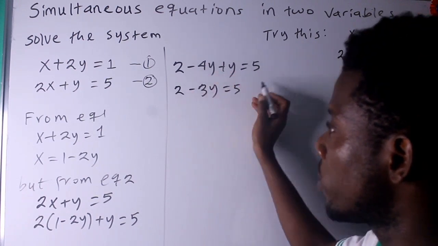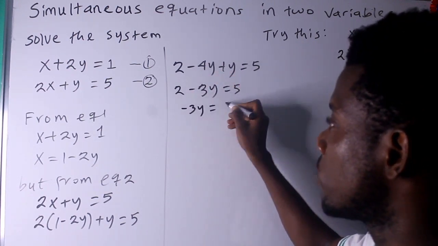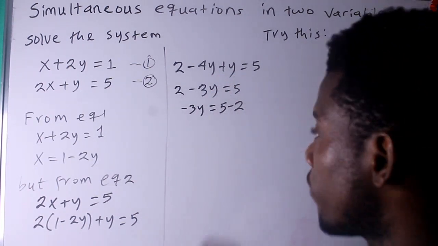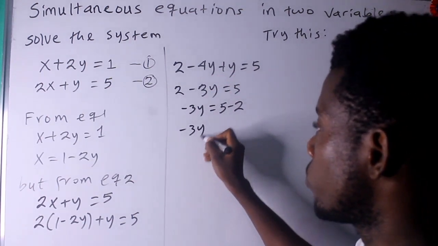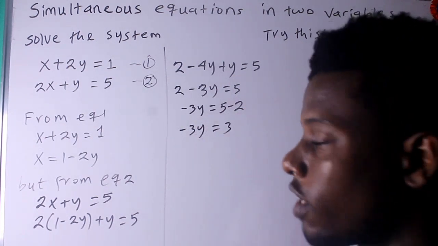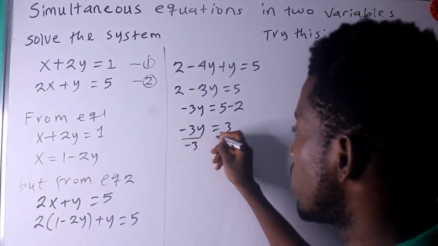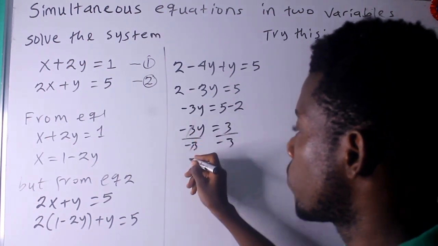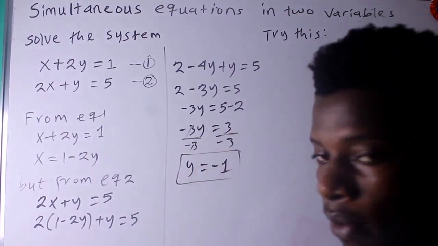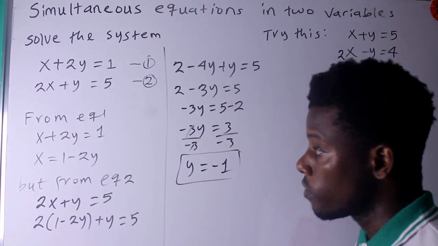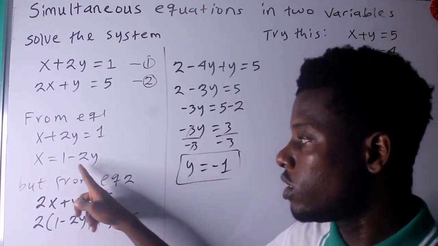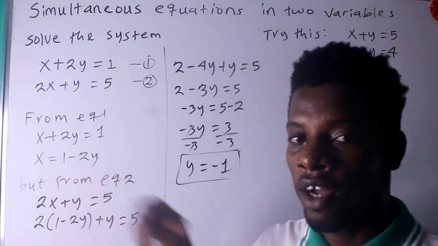I send this 2 across, so I have negative 3y is equal to 5 minus 2. And to solve for y, I have to simplify this side. So negative 3y equal to 3. Divide both sides by negative 3. Negative 3, negative 3. And then I will have y is equal to negative 1. 3 divided by negative 3 is negative 1. Great. Once I get the value of y, I can substitute that value into this equation to solve for the value of x.